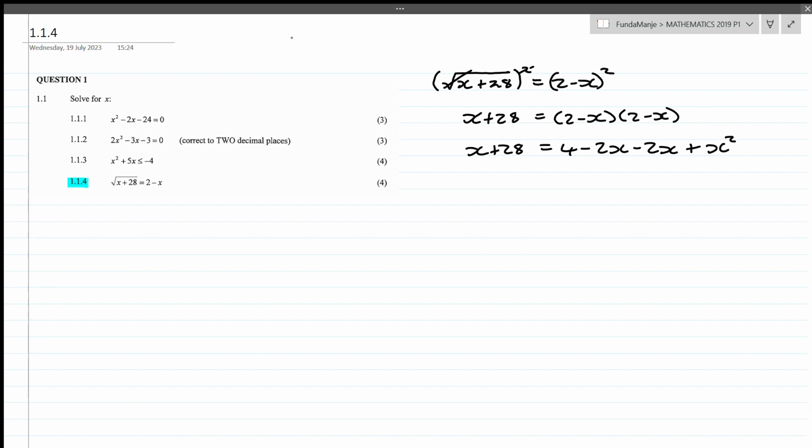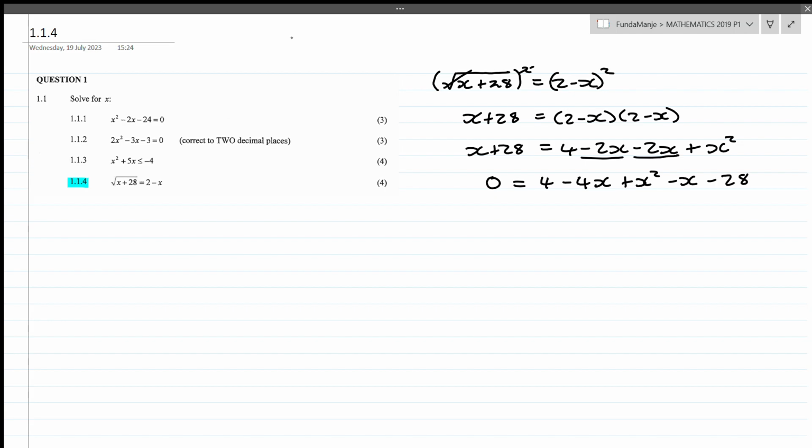So we have this. Then we want to move everything to one side, so I'm going to take x plus 28 and move it to the other side. That's going to leave 0 on this side. 0 is equal to, on this side of the equation, I have minus 2x and minus 2x. These are like terms. We can join them to be minus 4x plus x squared. And then we move our x from this side to the other side, it becomes negative x. Same thing with that 28, minus 28.